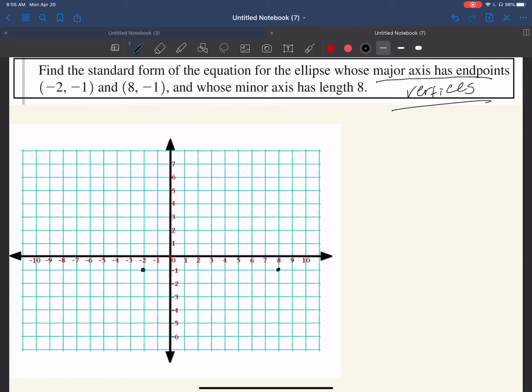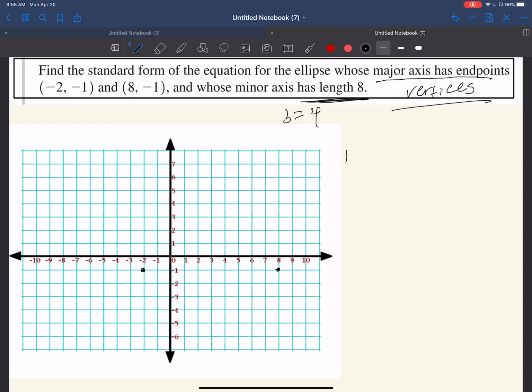And then they told us that the minor axis has a length of 8. So remember, the minor axis is related to b. Half of the minor axis is b. So now we know that b is equal to 4. And now we also know that it's going to be a horizontal ellipse. We can use the major axis endpoints or vertices to find the center.